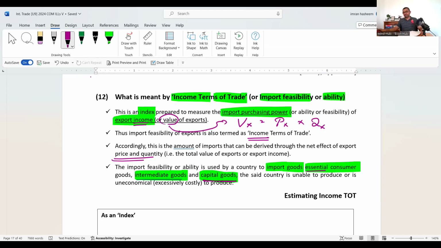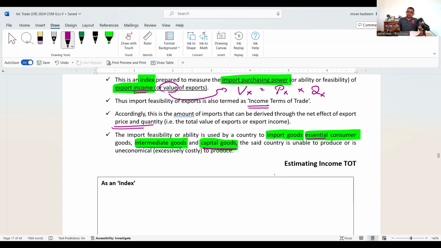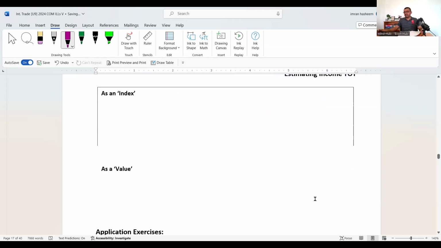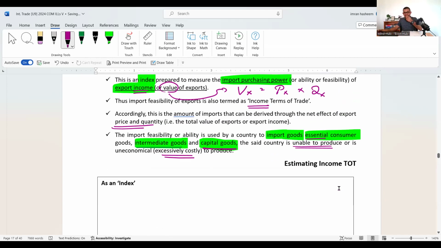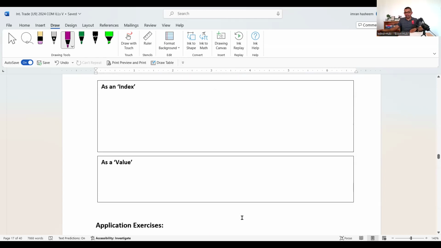Our export income. It says now, most of the time we import these things because either we can't produce them here, or it is uneconomical, meaning excessively costly to produce. It doesn't make sense. So it's better to import, but pay for the import using export. What is the ability or feasibility to do that? That's called income terms of trade. Income terms of trade, right? Income terms of trade can be estimated in two ways, as an index, as a value. So I think I can clearly give this to you with the slide. So we'll go there, right?